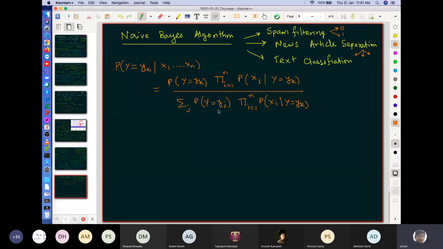What I did in the denominator, I just expanded it. You remember, when you have P(B) in the denominator, you can expand it as P(B given A bar) into P(A bar) plus P(B given A) into P(A). So for each of these values, I just expanded this summation, nothing else I have done.